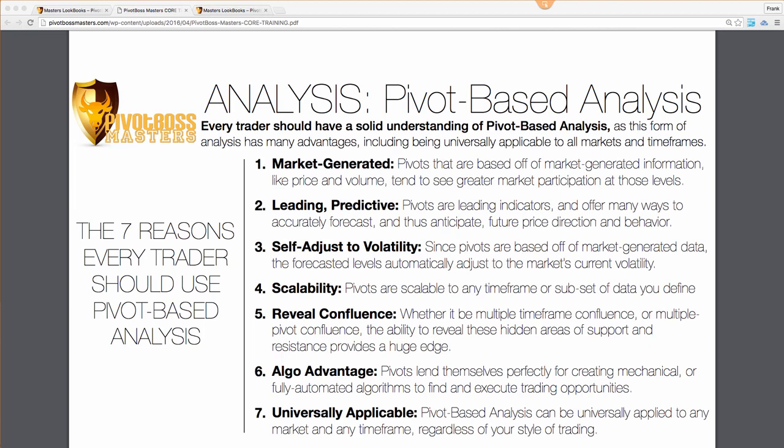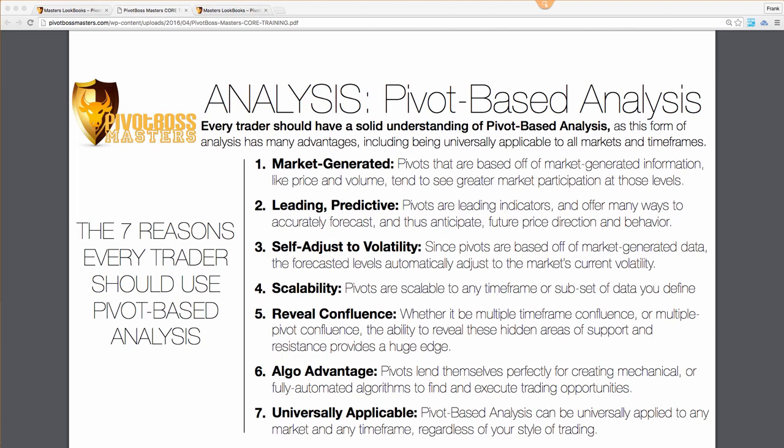And so whether it be multiple time frame confluence or multiple pivot confluence, the ability to reveal these hidden areas of support and resistance provides a huge edge. And that's one point that I think really resonated with a lot of folks that read my book, Secrets of a Pivot Boss, is that toward the latter chapters, there's a chapter called Higher Time Frame Confluence, or Higher Time Frame Key Levels, that type of title.